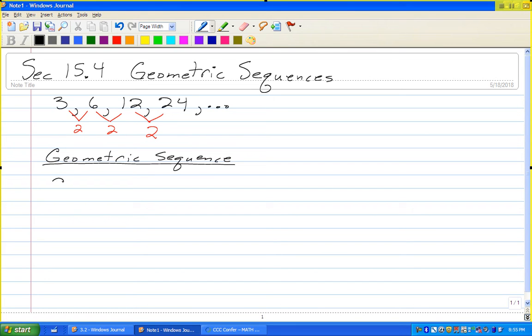If there's some constant r such that the n plus first term is equal to r times the nth term. Usually we make the assumption that a sub 1 is not 0 and that r is not 0 and r is not 1, just so that these won't be trivial or constant sequences.